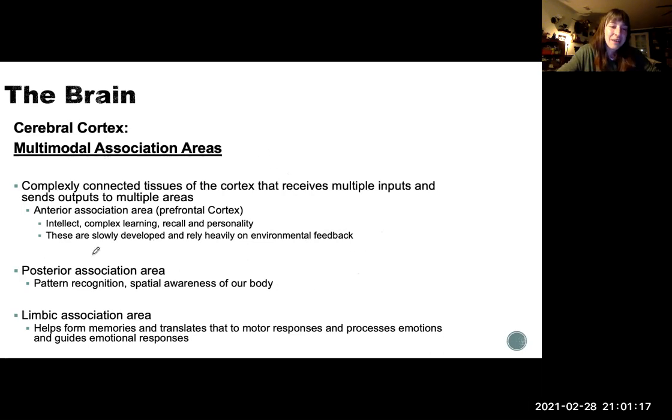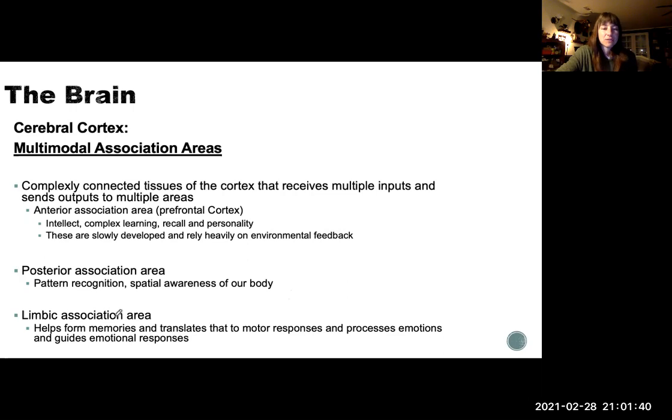It's very complex. The posterior association area, it's the posterior part of the brain, allows you to recognize patterns and gives you spatial awareness of your body. So where your body is in space. So it receives sensory information from your ligaments and stuff to tell you whether your arm is straight or bent, that type of thing.